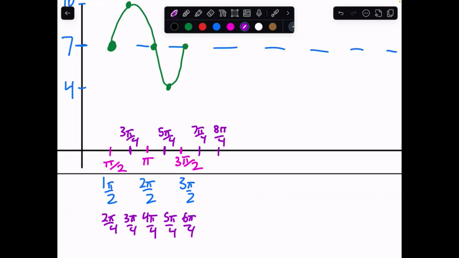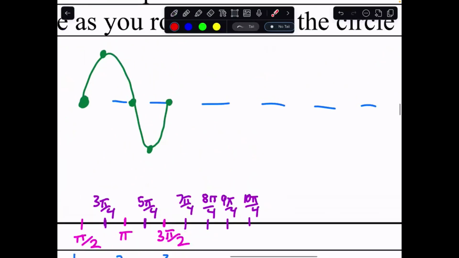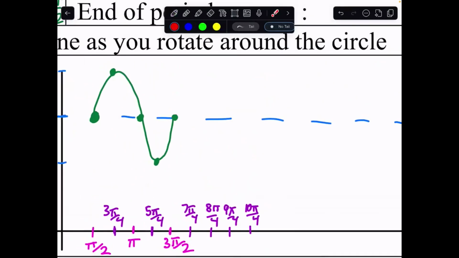Okay, after that would be 8 pi/4. And I'm not even going to make you reduce it. If you want to leave it as 8 pi/4, that's fine. Then 9 pi/4, then 10 pi/4. And again, if you want to reduce any of these, you can, but it's actually easier to see the pattern when you don't reduce. And then hopefully you know by now that the pattern is going to repeat.